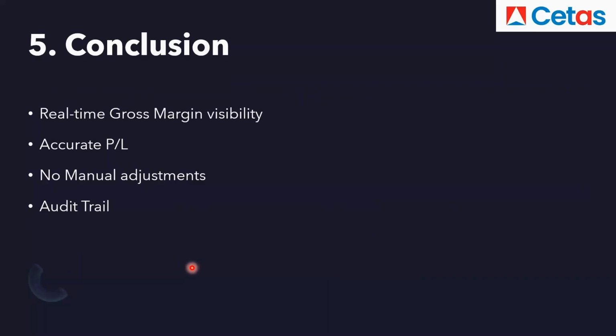So, to conclude, with Business Central, you get real-time gross margin visibility. That means no waiting for closing stock valuations. PL is accurate every day, not just at the month end or the period end. There are no manual stock adjustments or dependency on physical verification to derive COGS. Audit trail is automatically maintained with item ledger entries, value entries, and general ledger entries.